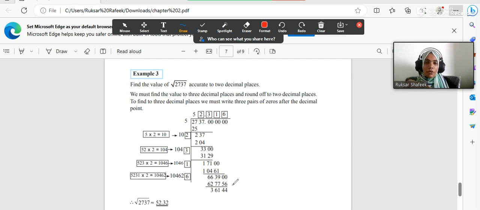So I add the 2 zeros again. This is like a continuous process that is happening. Remember, like I told you, I can't stop here. I have to find the third decimal place before giving my final answer. So 6639 and 2 more zeros come in there. So now I need to double 5,231. That's 10,462, and I need to figure out what the answer would be.